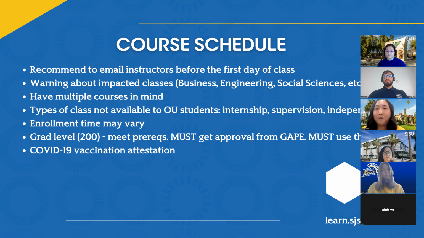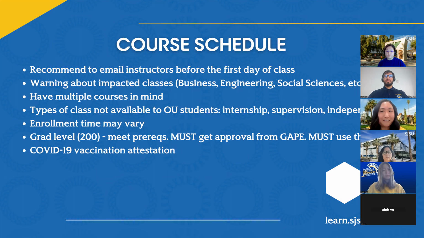A quick warning about impacted courses: majors like business, engineering, and social sciences will have a lot of students in their matriculated degree programs, and they will get priority. So just have more than one course in mind.